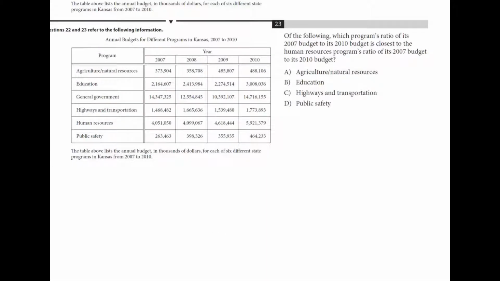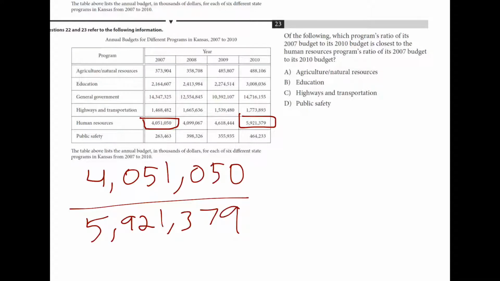For number 23, of the following, which program's ratio of its 2007 budget to its 2010 budget is closest to the Human Resources Program's ratio of its 2007 budget to its 2010 budget? So this is how we'd figure out the ratio for human resources. You could either take 2007 divided by 2010 or vice versa. As long as you are consistent for all of the different programs, it will work. I chose to take 2007 on top.